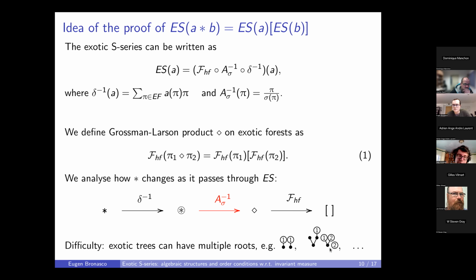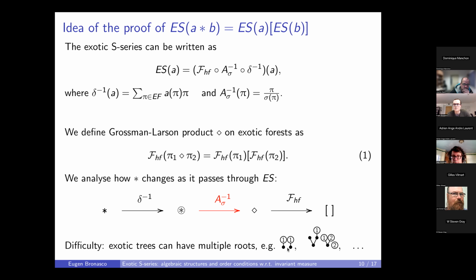So why would they be called trees? Well, we call them trees because you cannot split them further, because any way of splitting them would either cut an edge or break a pairing of grafted vertices. So in a way, they are the smallest elements in these exotic forests.